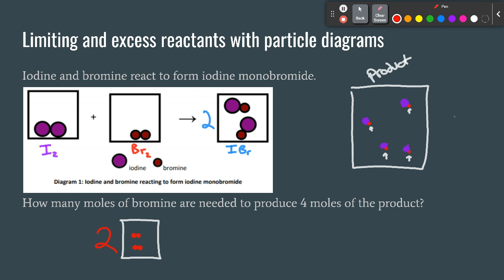If you're scaling up a recipe, you're making cookies, and your recipe makes a dozen cookies, but you're trying to make 2 dozen cookies. How do you double the recipe? That's all we're doing here. Our recipe makes 2 iodine monobromides, but what if we wanted to make 4 iodine monobromides? Well, we've got to double everything. And that's what we're looking at with these mole ratios and drawing out these particle diagrams.